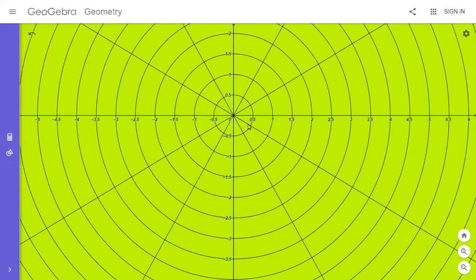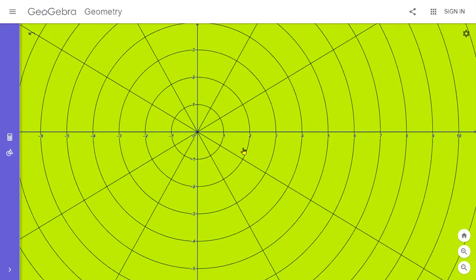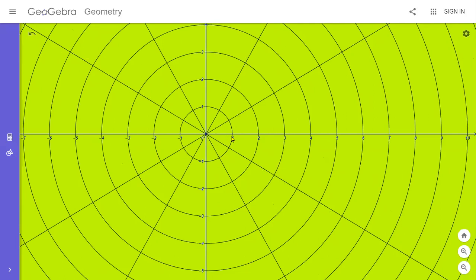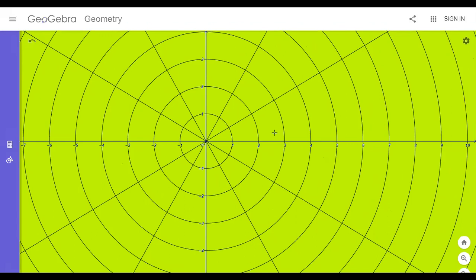We can see that there are many circles here, and they have the same center but different radii. The first circle has a radius of 1 unit. This 1 represents the radius of the first circle. The radius of the second circle is 2 units, the radius of the third circle is 3 units, and so on. The radius increases by 1 unit for each circle.